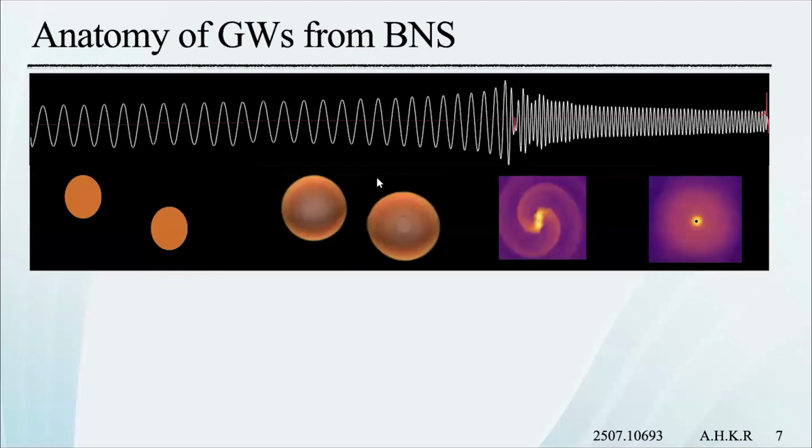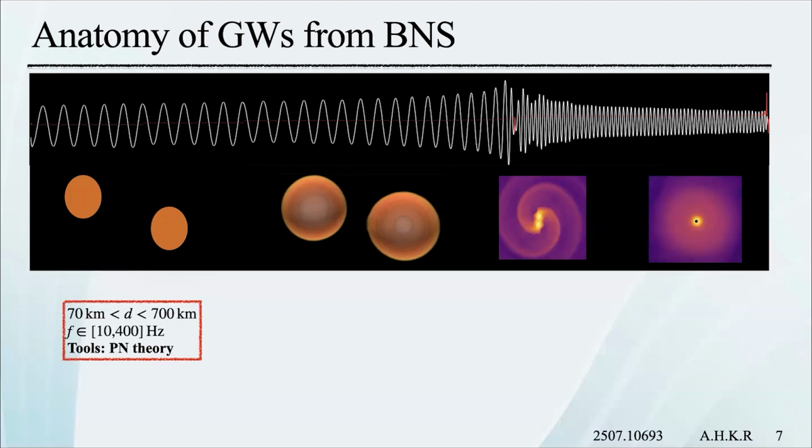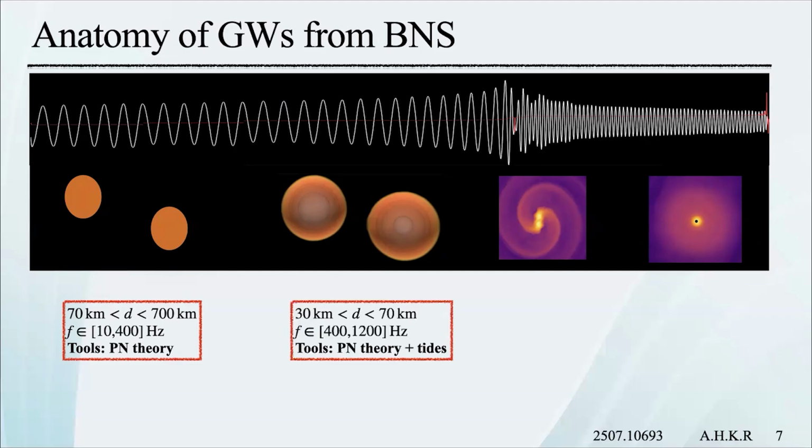So let's go back to the cartoon again, but this time let's understand the different tools that are used to model the system. In the early inspiral, the distance between the objects is very large, and you can use tools from post-Newtonian theory to understand the dynamics. I'll briefly describe how the modeling is done in the next slide, but the details are very technical. In the late inspiral, which is of interest in this talk, you still use post-Newtonian theory, but you have to enhance the post-Newtonian expansion with the tidal dynamics. In mathematical terms, that means you have to model the multipole moments of the objects and understand how the multipole moments impact the equation of motion.